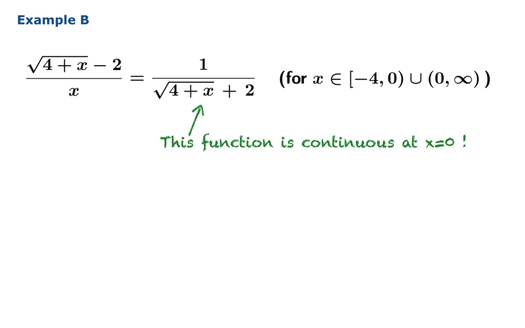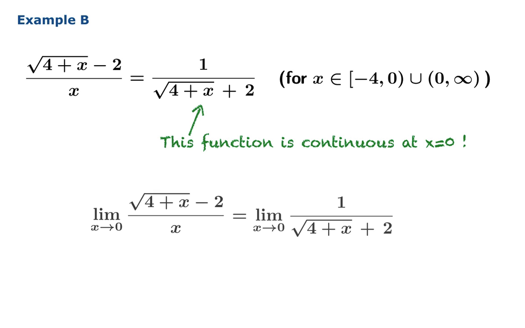The important point here is to notice that the function on the right is actually continuous at 0. Since the two functions agree near 0, they have the same limiting value. And since the right-hand function is continuous at 0, we can just substitute 0 in, and we find that the limit we were looking for is 1/4.